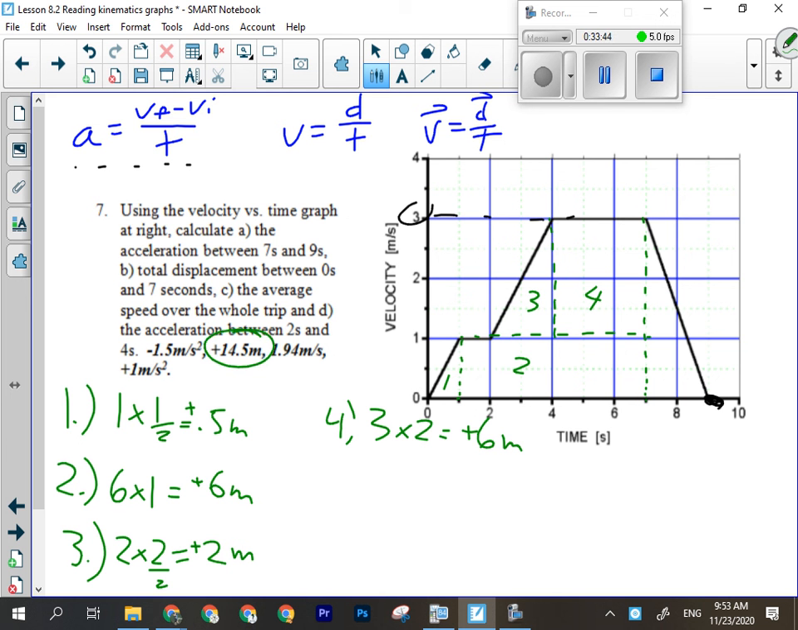How many people are done C? Average speed over the whole trip. I'll give you a couple more minutes on C and D, and then I will do those. And if you're done those, then you can move on to the next one.